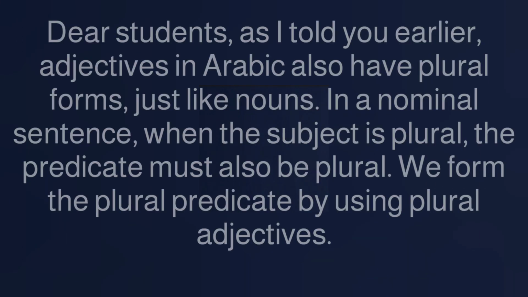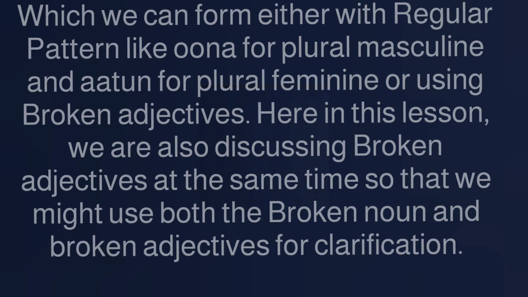Dear students, as I told you earlier, adjectives in Arabic also have plural forms, just like nouns. In a nominal sentence, when the subject is plural, the predicate must also be plural. We form the plural predicate by using plural adjectives, which we can form either with a regular pattern like una for plural masculine and atun for plural feminine, or using broken adjectives. Here in this lesson, we are also discussing broken adjectives at the same time so that we might use both the broken noun and broken adjectives for clarification.